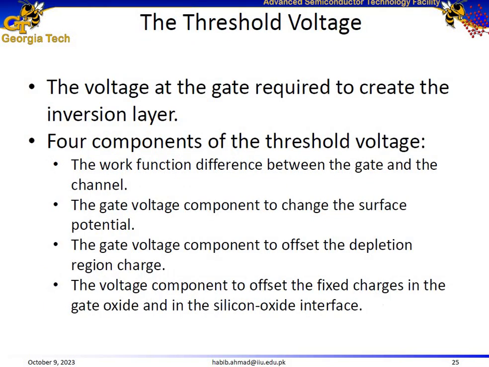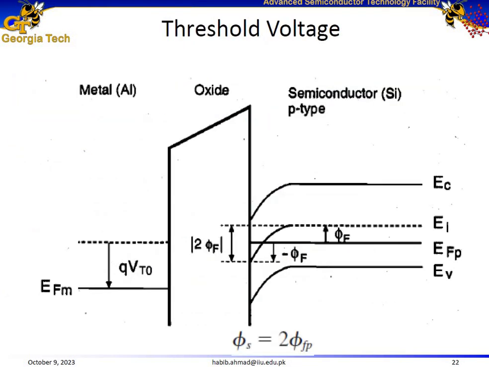So now let us talk about the threshold voltage. The threshold voltage actually has some components. For example, look at this energy band diagram over here. In order to create the inversion layer or the channel, we need to apply a voltage which would cater for a few components. First, we know that there is a difference of work functions between the metal and the semiconductor. So the threshold voltage has to cater for this difference between the work function of the metal and the semiconductor.